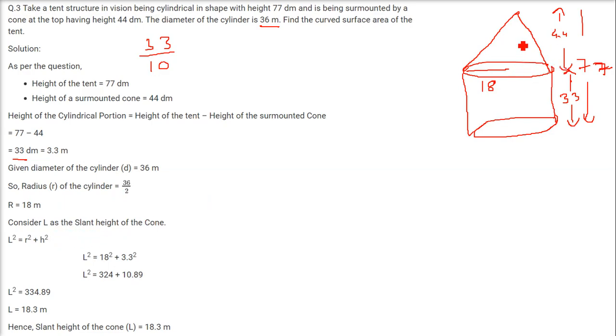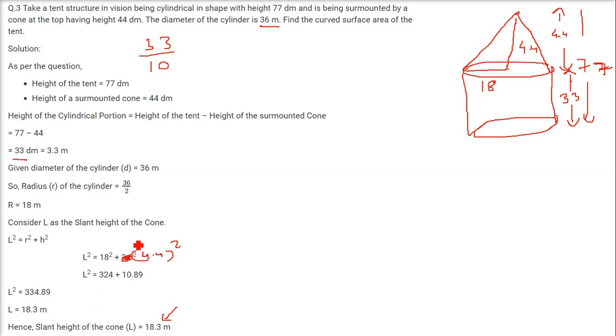And what is the slant height of the cone? Because the radius is 18 and this is 4.4, because 3.3 was the height of the cylindrical portion, so for the height of the cone we have to find out, this will be not 3.3 whole square, but 4.4 whole square. This is 4.4, the height of the surmounted cone. We are interested in the slant height of the cone, so 4.4 square will be there, and this L will come as 18.3.